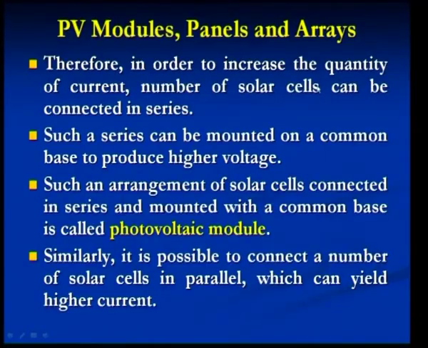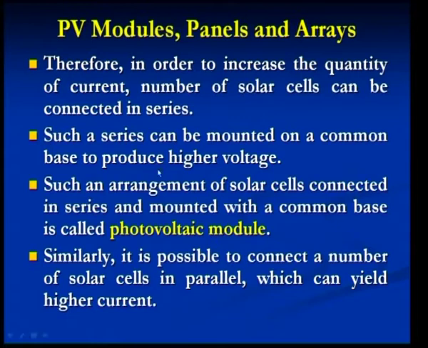In order to increase the quantity of current, number of solar cells can be connected in series. So, we want all the cells to be connected in series, so that the electron moves from one cell to the other cell. So, that is called a stack. So, a series of solar cells can be connected, and such a series can be once again mounted on a common base or a common framework in order to produce higher voltage values.